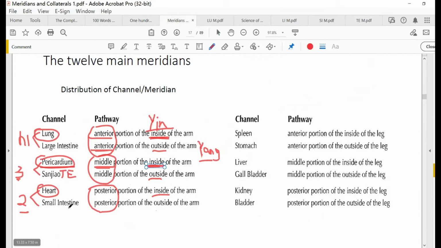Okay, that's the hand, right hand. Feet are the same. Spleen, stomach. In the first circuit, liver and gallbladder. Kidney, bladder. The liver, gallbladder, that's the third one. That's the foot meridian, okay? That's the hand. This side, that's the hand meridian.